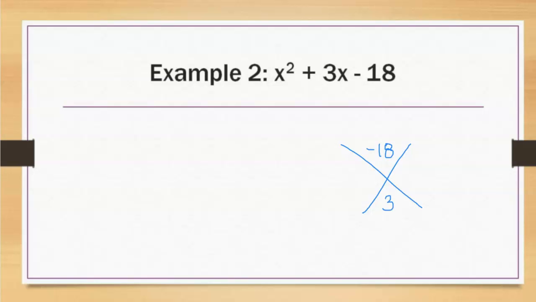So negative 18 and positive 3. So since the middle term's positive, that means my larger factor is positive. So we have 6 and 3. So it gets you negative 18, and 6 minus 3 gets you positive 3. So that's x plus 6, x minus 3.